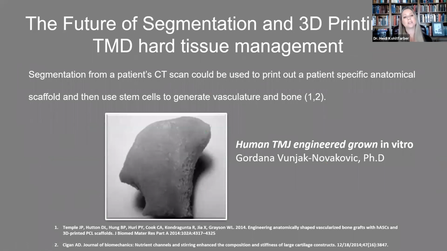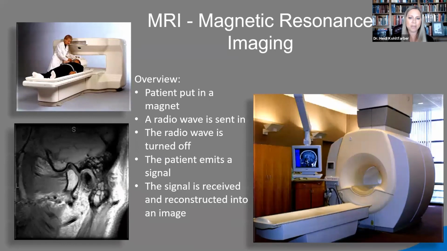So where is all of this going in the future? The future of segmentation and 3D printing in TMD hard tissue management is at some point we might be able to re-engineer a condylar head that is anatomically perfect for that patient. And so they have already been able to 3D print a scaffold and infuse it with stem cells and regrow a condylar head. So there's just some really, really great things that we can do with it.